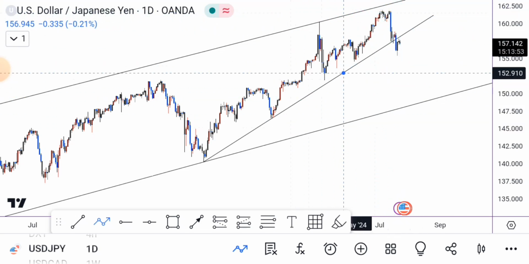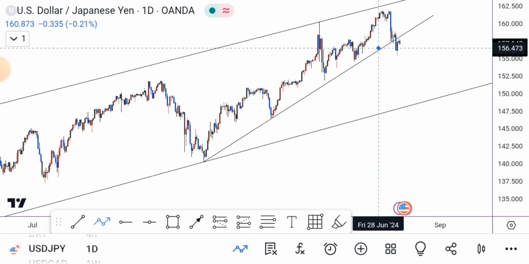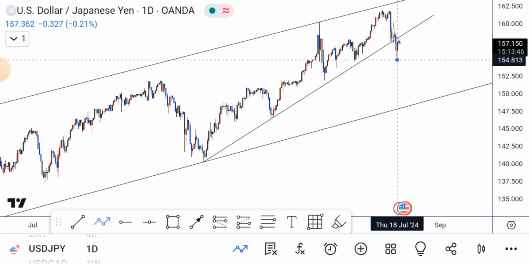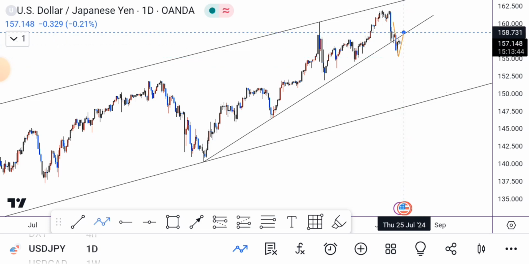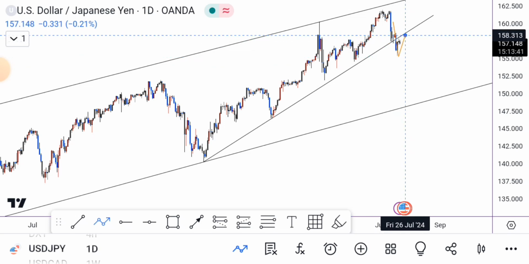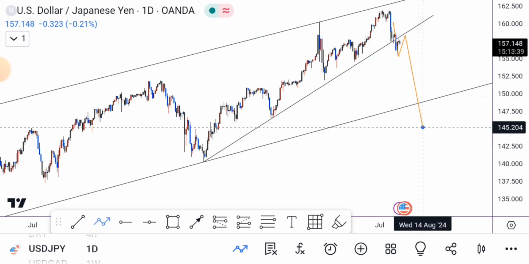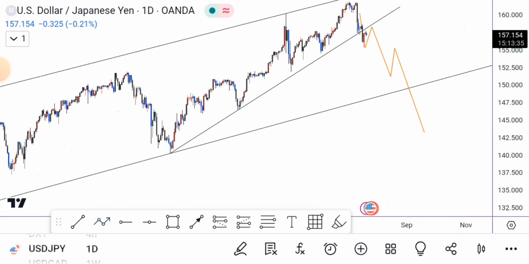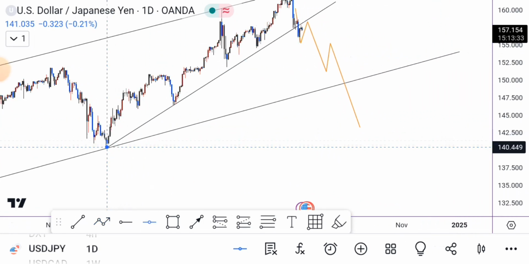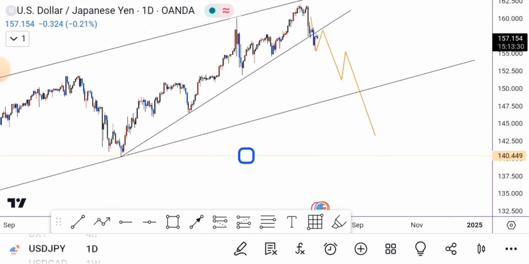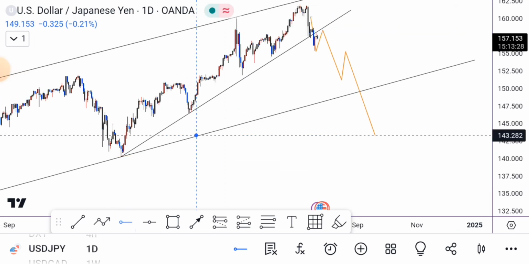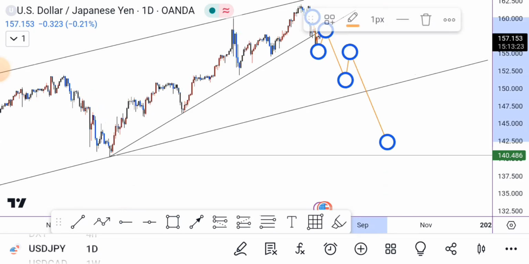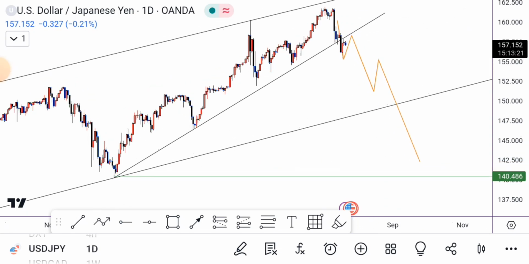Now price broke this uptrend line. As you guys can see, price broke it here. After breaking this, price came back for a retest, as you can see over here. Now what we are hoping for is price to come to the downside, to the 90% rule over here. We're hoping for price to come all the way down.